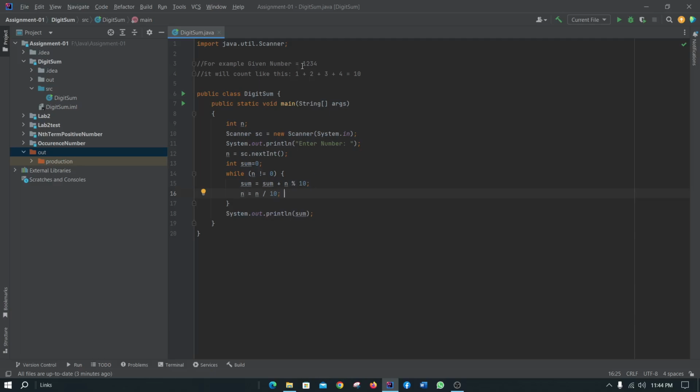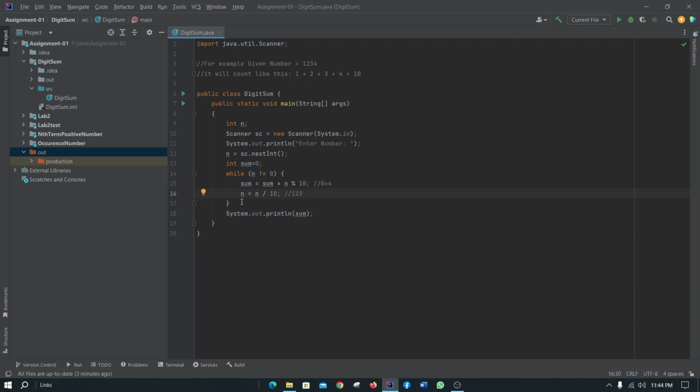So now, for example, the given number is 1234. It will work like this. Here sum equals 0, 0 plus n remainder 10. Here n equals 1234. So the remainder will be 4, and the integer part will be 123.